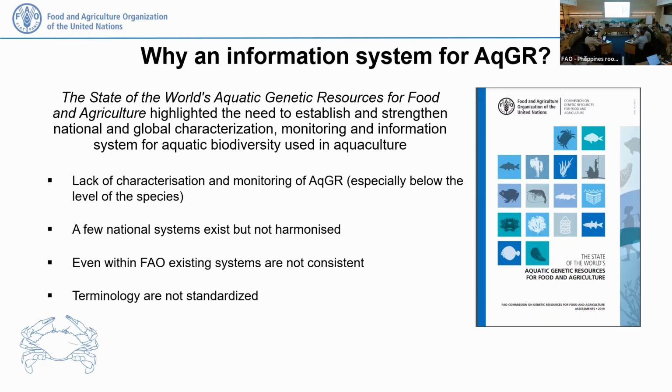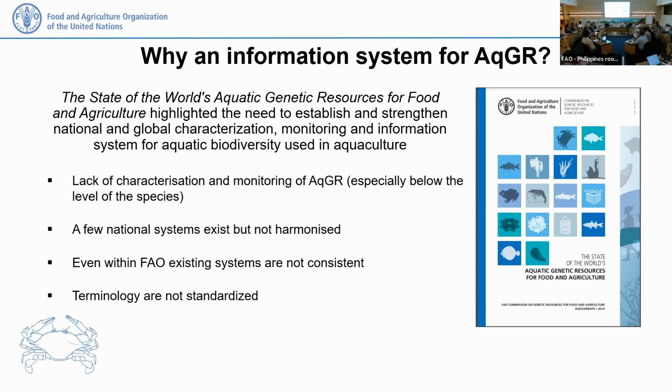But even within FAO, our systems are not consistent. Some of you may have heard about FishStatJ, which is our information system that provides data on the production of aquatic species. But in some cases, they group species together, or they have groups of species that are not specifically identified, and they even do have a few genetic resources below the level of the species, such as hybrids, but they are not correctly categorized. And additionally, terminology is absolutely not standardized.